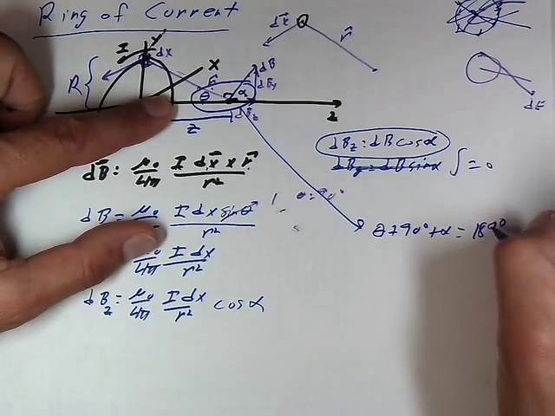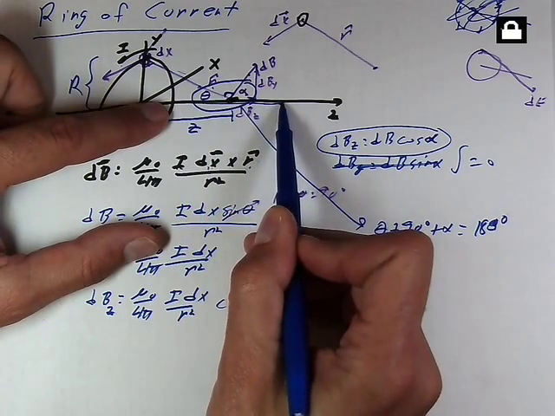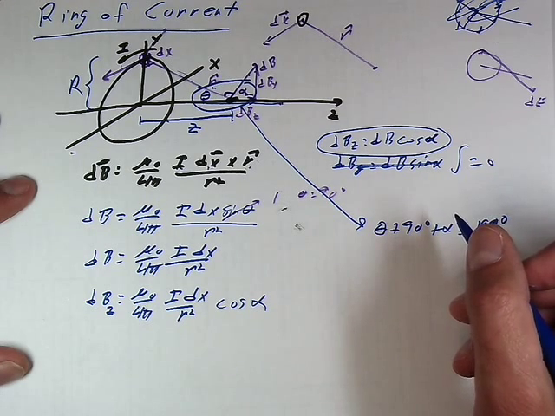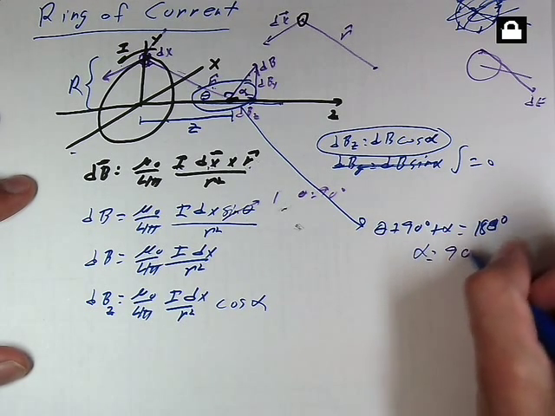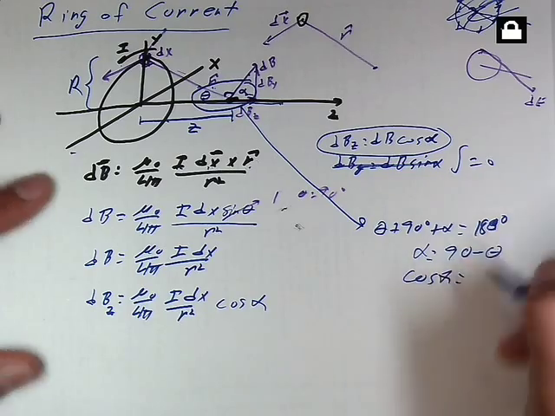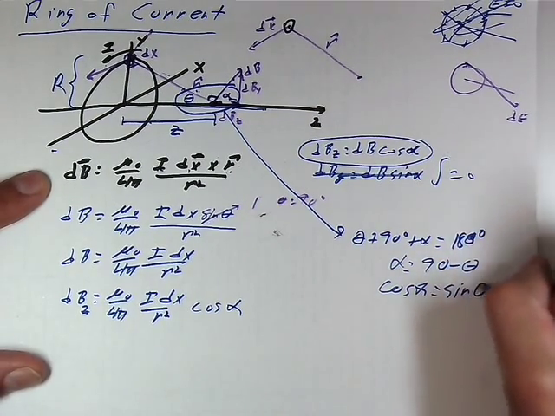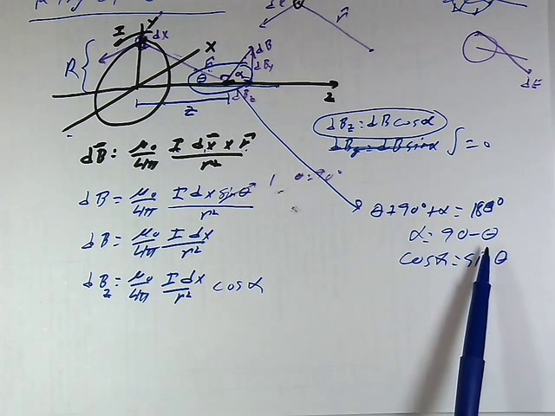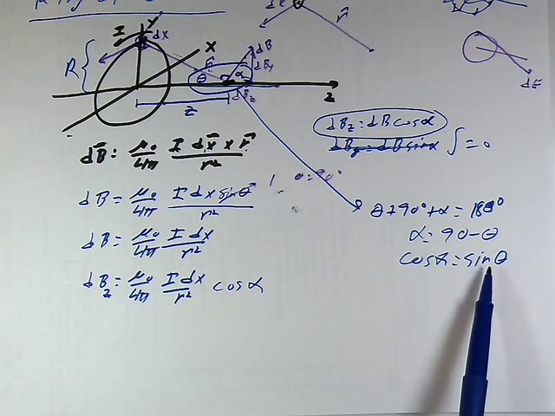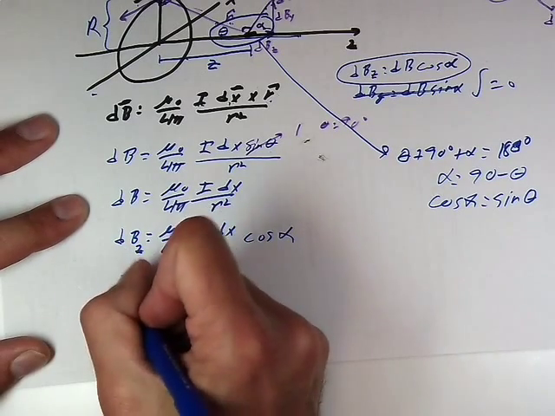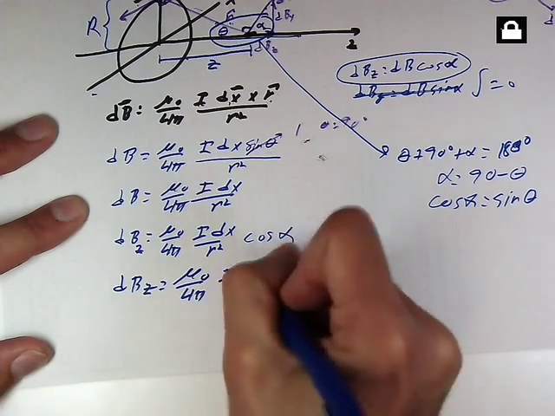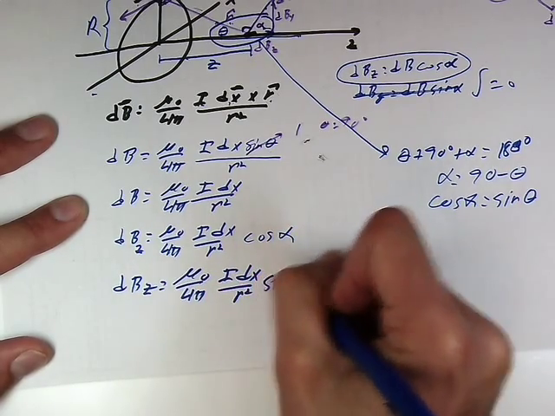Where am I getting all this from? Because this is a straight line right here, 180 degrees, and these three angles eat up that space. So you can see that alpha comes out to be 90 minus theta, and so the cosine of alpha just comes out to be the sine of theta. Where am I getting that from? Because the cosine of alpha is the cosine of 90 minus theta, and there's a trig identity that says the cosine of 90 minus theta is the sine of theta. So I can work down and get my dBz to be mu naught over 4 pi I dx over r squared times the sine of theta.